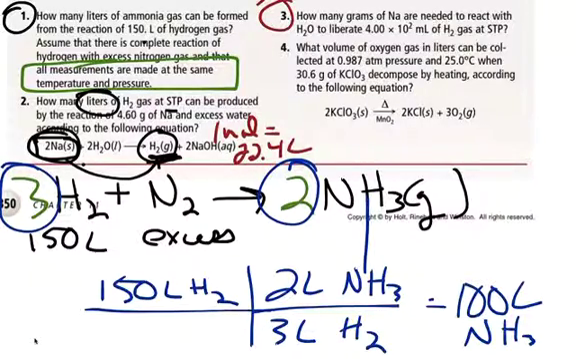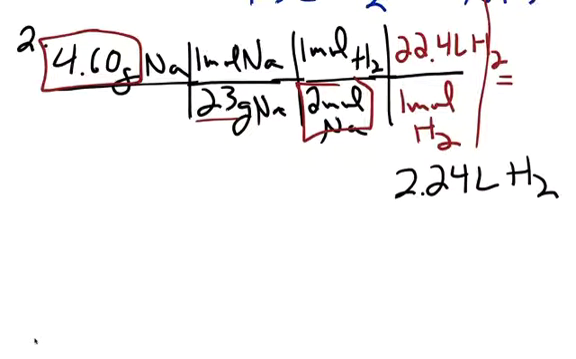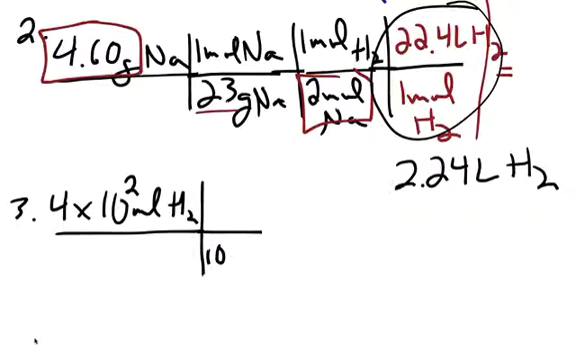Number 3, how many grams of sodium are needed to react with water to liberate 4.00 times 10 to the second milliliters of hydrogen gas at STP? Okay, so now we're starting with the gas, and we want to solve for the mass. Basically, we're going to run the same problem backwards. So we have 4 times 10 to the second milliliters of hydrogen. The first thing is, again, our molar volume is in liters, so we have to change this into liters. The first thing I will say is 1,000 milliliters is 1 liter.